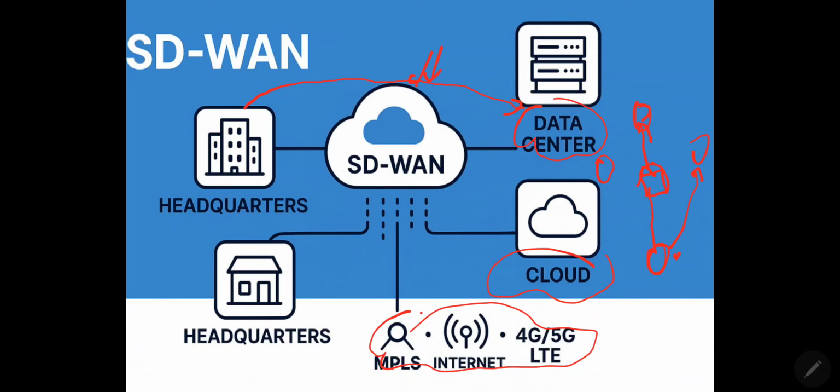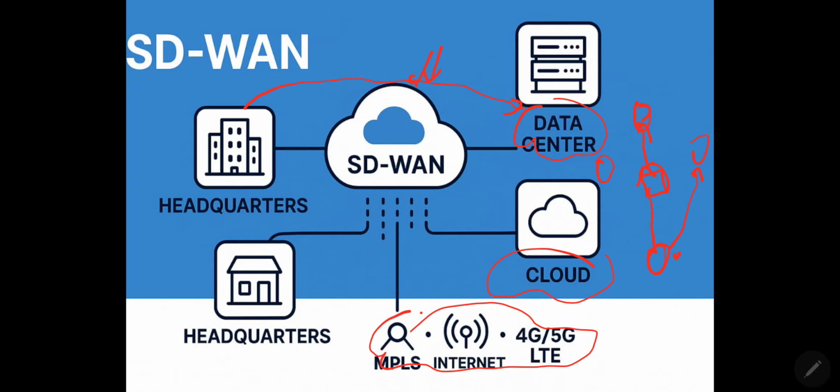SD-WAN can be connected to the cloud directly, but for traditional WAN you have to go to headquarters first. After that, from headquarters, you can connect to the cloud. This is the concept of traditional WAN. But for SD-WAN, your data can connect to the cloud directly.